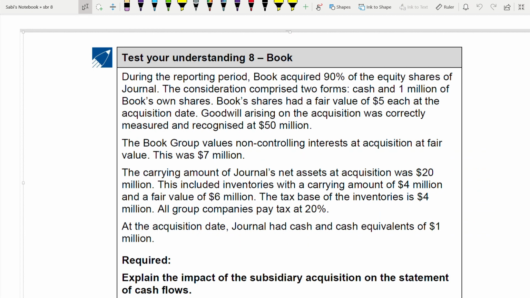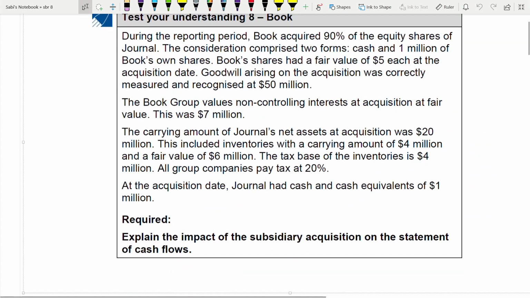Test your understanding 8. Here you are supposed to explain the impact of subsidiary acquisition on the statement of cash flow. This type of question also can come. In test your understanding 6 and 7, you have seen that they have asked numerical questions. They can also ask a discussion question like this, and they have asked it in the past.